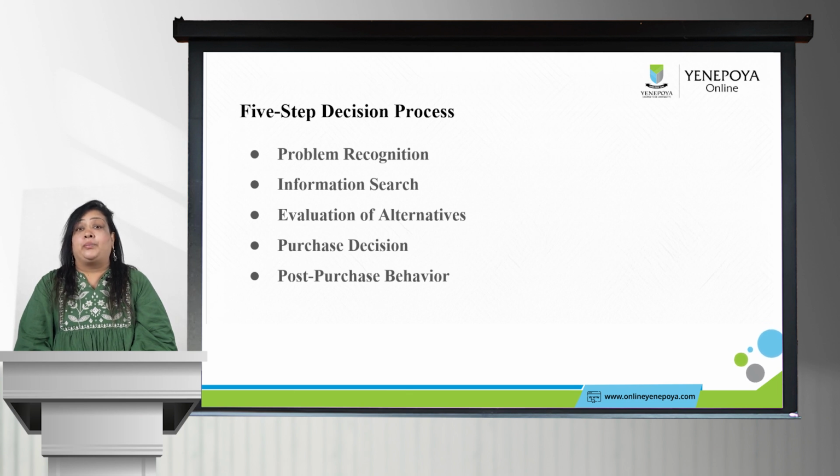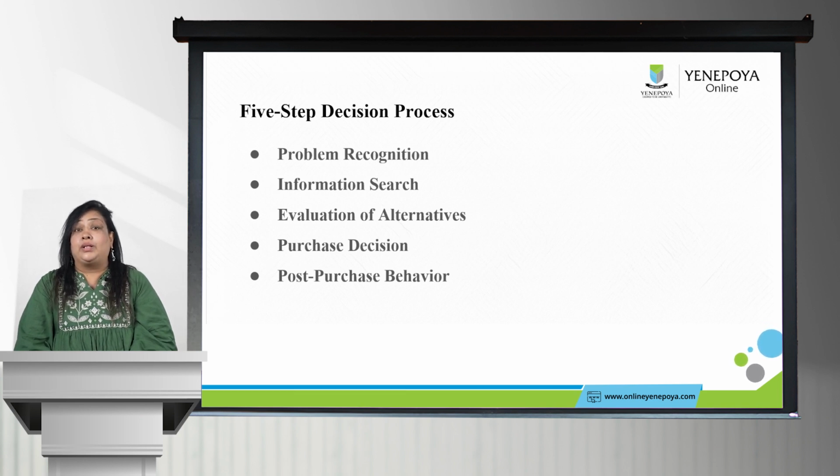Next are the stages of the buying decision process. Problem recognition. The process begins when the consumer realizes a gap between their current state and the desired state. This recognition could be triggered by internal needs, for example hunger, or external influences, for example advertising. The information search. The consumer seeks information from various sources such as personal experiences, online reviews, advertisements, or word of mouth. Searches may be internal, memory based, or external, research based.